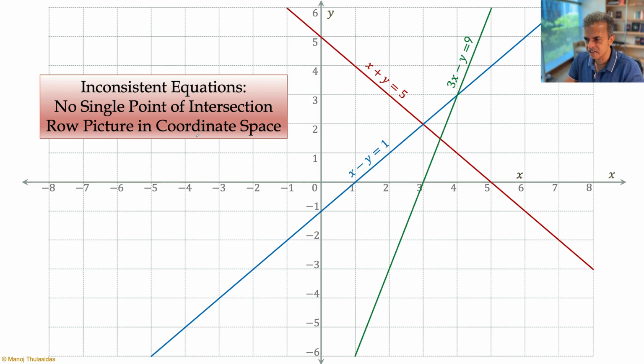If you have inconsistent equations in the coordinate picture, the idea was that you have no single point of intersection. The solution made something like a triangle here. Then we conjectured at that point that maybe the best possible solution might be somewhere inside, a centroid or something, but we have no recipe really to find a solution. Let's look at the same thing in the column picture now.